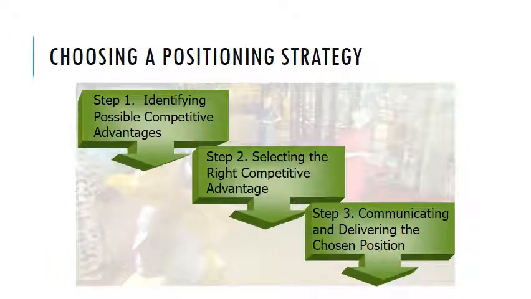So, choosing a positioning strategy. First one is identifying the possible competitive advantages that particular product has over your competitors. Select the right competitive advantage you have. It can be based on price, it can be based on the product attribute. Your competitive advantage can be based on the distribution channel, it can be based on your communication strategies, whatever that is. Choose the right competitive advantage, communicate that particular competitive advantage, and deliver the chosen position. That has to be your position in the minds of the consumer. We always consider Volvo a very safe vehicle. They have actually positioned themselves based on safety. In every advertisement of theirs, they communicate that particular positioning statement. BMW always communicates about the driving experience.